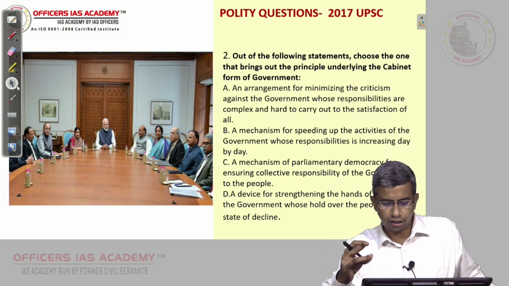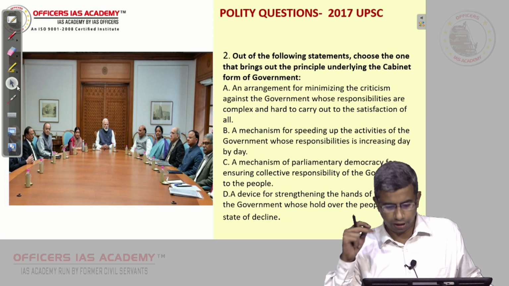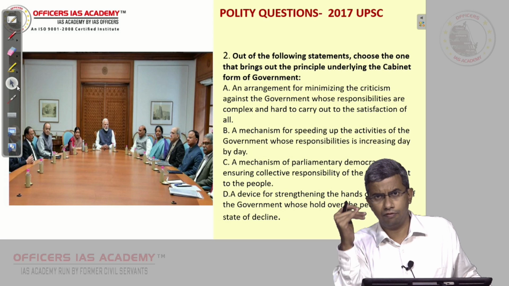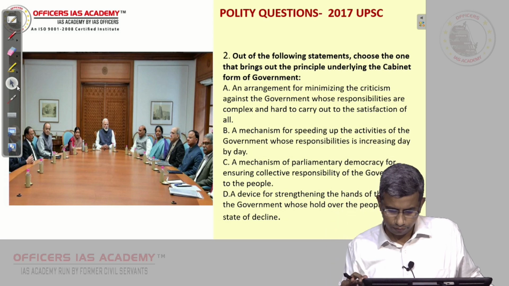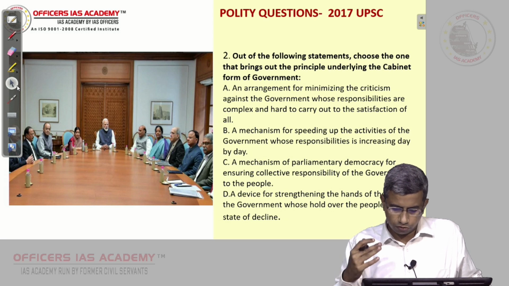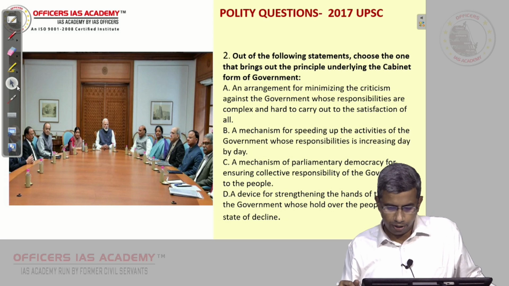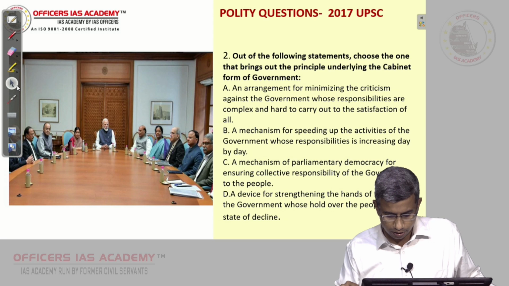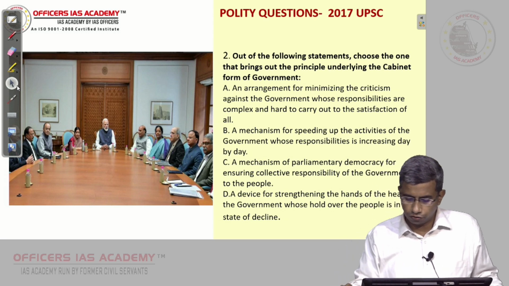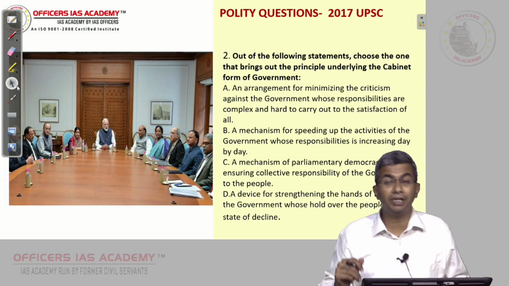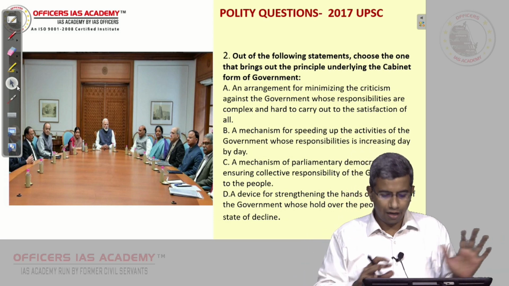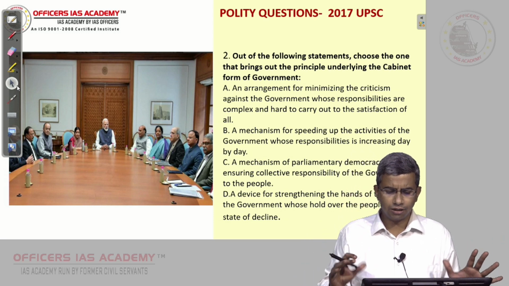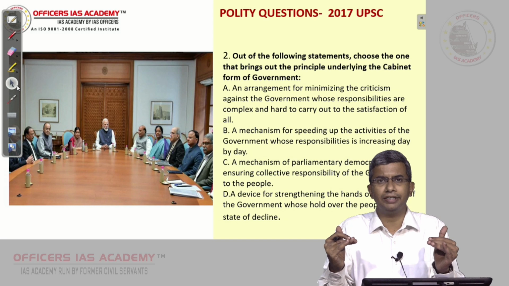An arrangement for minimizing the criticism against the government whose responsibilities are complex. Don't make your opinion while reading the first time. And hard to carry out the satisfaction of all. A mechanism for speeding up the activities of the government whose responsibilities are increasing day by day. A mechanism of parliamentary democracy for ensuring collective responsibility of the government to the people. A device for strengthening the hands of the head of the government whose hold over the people is in a state of decline. Now, when you read it itself, the first one, an arrangement for minimizing criticism against the government.